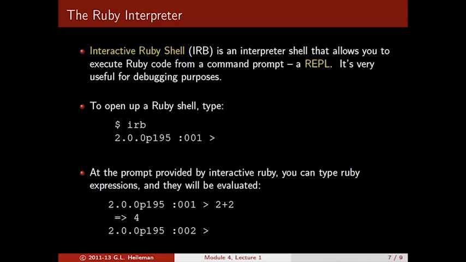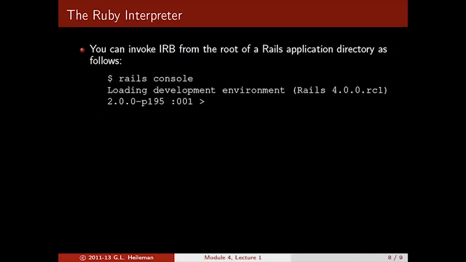Now, we've actually already seen this. We've seen this when we've done rails console previously. Rails console is actually just IRB loaded with your Rails environment as well. So if you type rails console, you're getting IRB, but it says that it's loading with the development environment as well. And so you've got the same REPL loop available to you, but you can inspect a Rails application this way. Again, this is the most common way that I use to debug Rails applications.